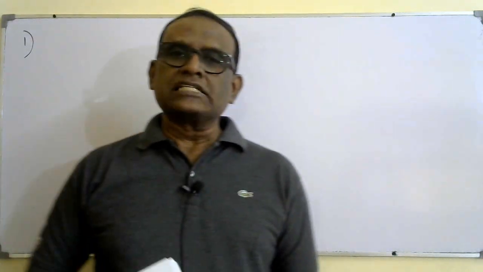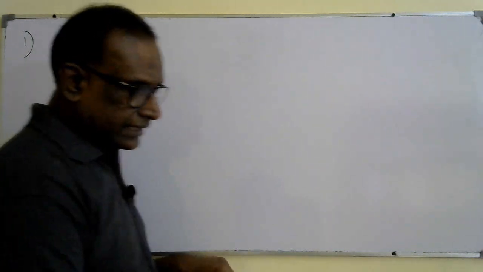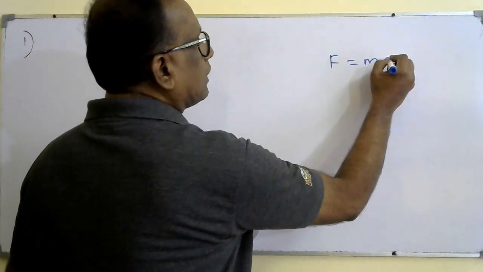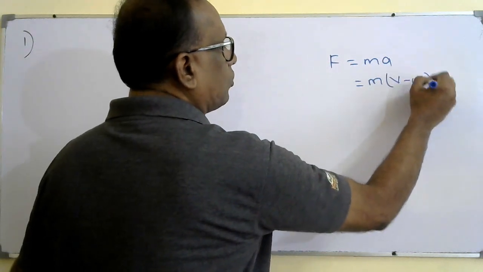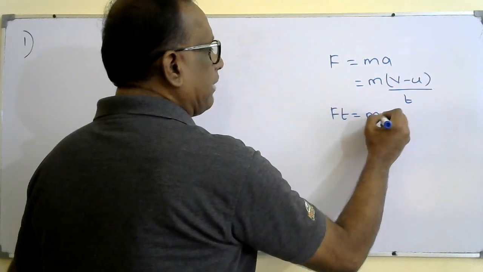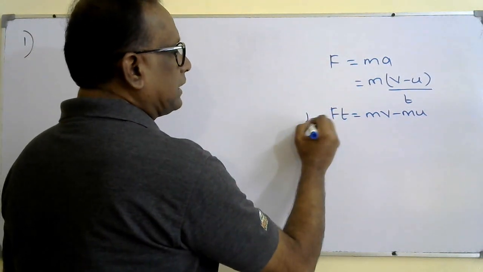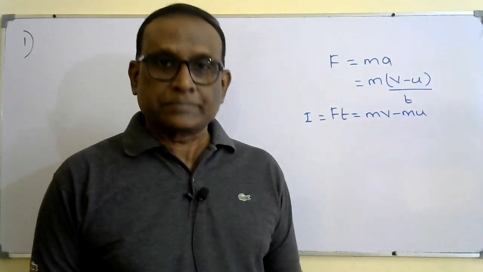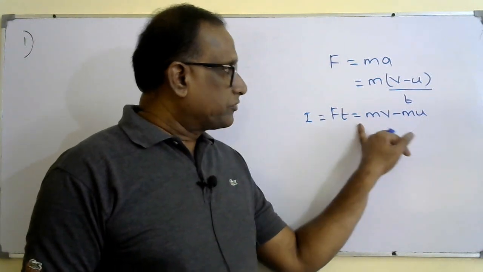You know the impulse means that's from Newton's second law. We can start like this. Newton's second law says F equals ma, that is a equals v minus u over t, change in velocity over time. Cross multiply, Ft is equal to mv minus mu. Here Ft is called impulse. So the impulse experienced by one object is equal to the change in momentum of the object.